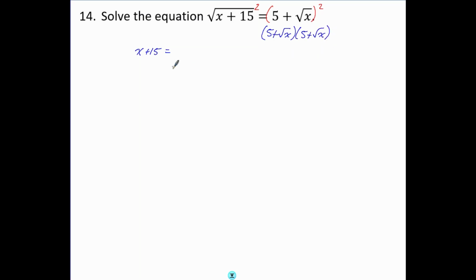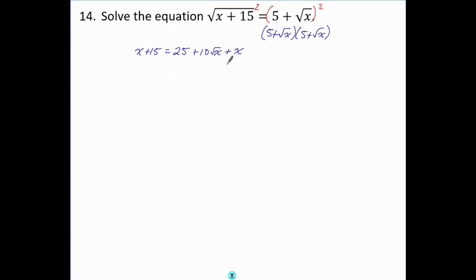Well, what do we get from that? 5 times 5 is 25. And then 5 times square root of x is 5 square root of x, plus another one is going to be 10 square root of x. And then square root of x times square root of x is just x, because we get the square root of x squared, and again, those are inverses.